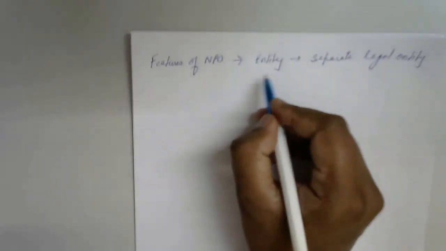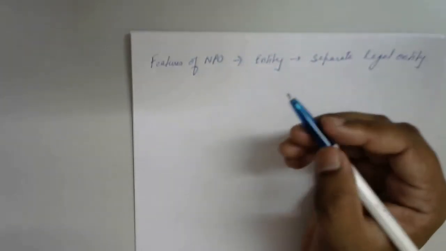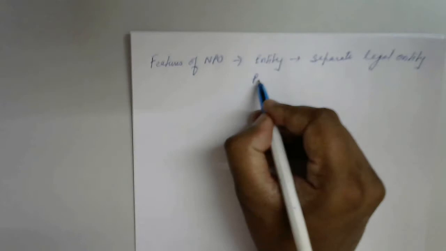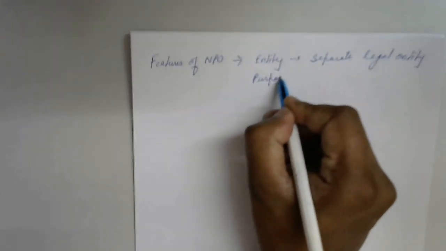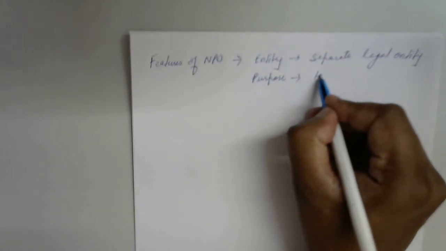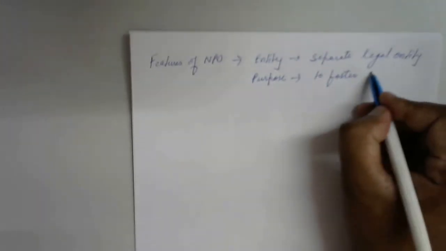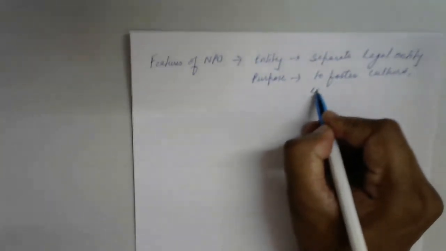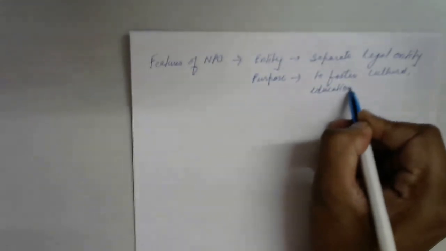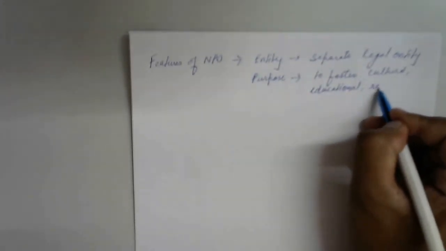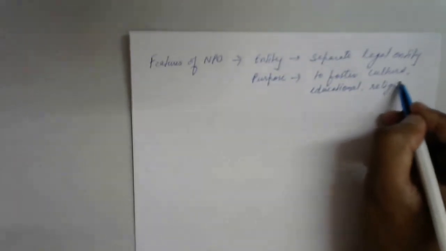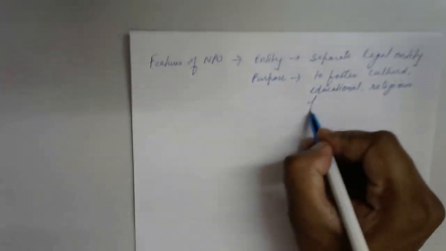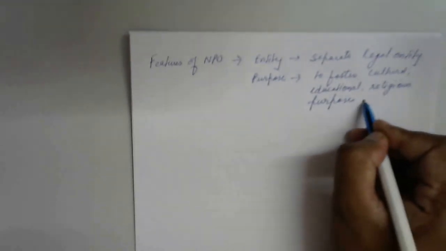Another feature is, what is the purpose? The purpose is to foster cultural, educational, religious purposes, etc. We have discussed formally what the purpose of an NPO is. So the next thing is ownership.